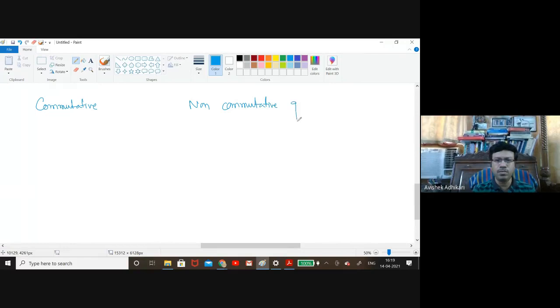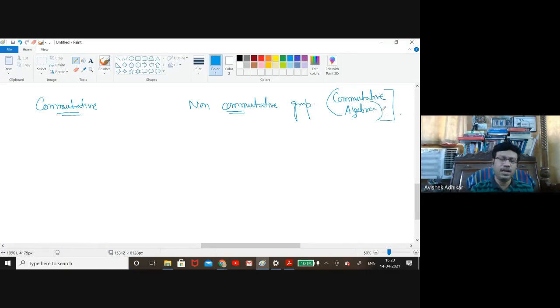Non-commutative group. Okay, so just now we have coined one term that is known as order of an element. Another very important term in group theory is known as commutative group and non-commutative group. Later on, maybe in the near future, if somebody is interested in algebra, he or she may study commutative algebra. So you can understand that this name commutative has a lot of extension for future algebra.